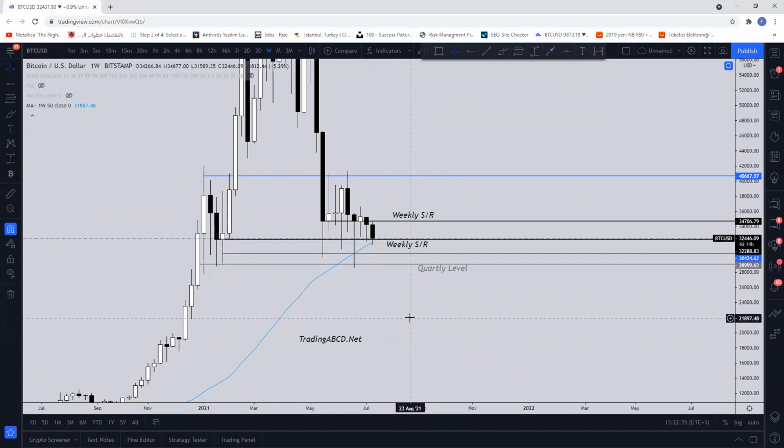MA50 on the weekly. Now, as we saw in the history, that MA50 is a very strong level. Not only here, you can see this in Dow Jones, in stocks, in indices, in all the legacy markets as well. Whenever you have a trendy market on the high time frames, then MA200 and MA50 are well respected.